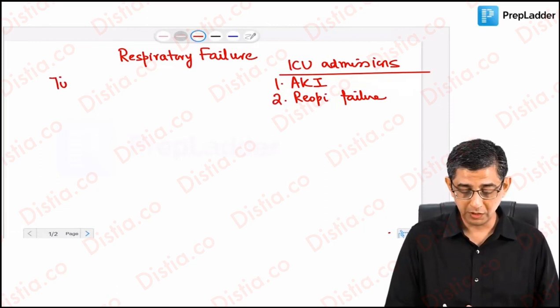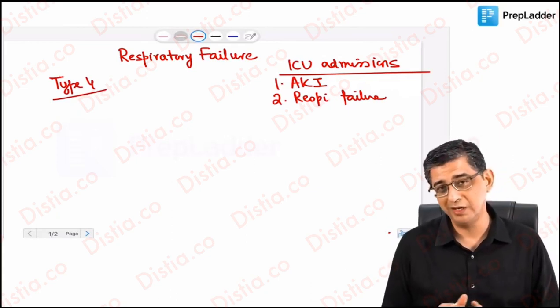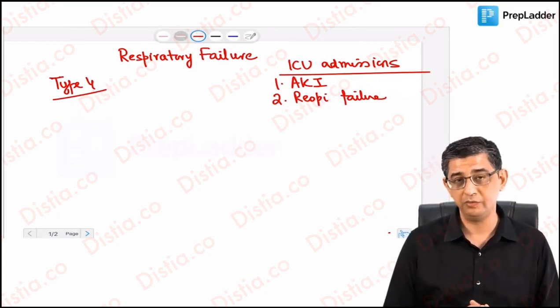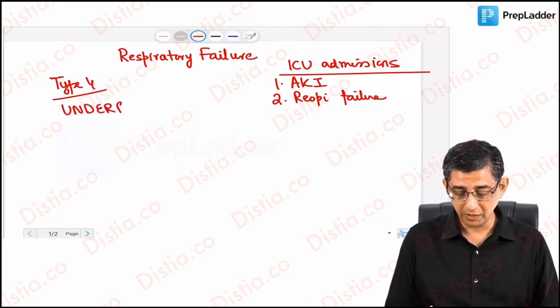Let us focus on the various types of respiratory failure. I will deliberately start in a reverse fashion. I will talk about type 4 because 1 and 2 is what we usually tend to read. So let's focus on type 4 first. You see, type 4 is primarily because of less blood supply, under perfusion of respiratory muscles.